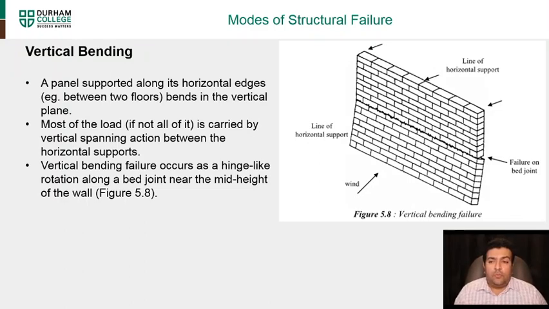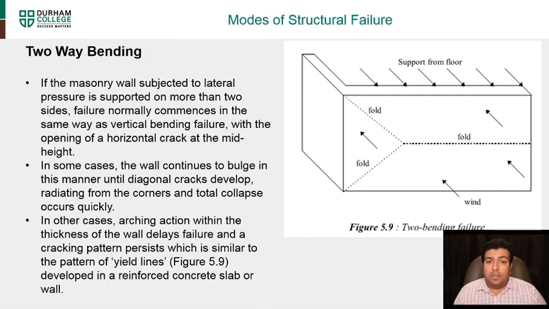The reason vertical bending is different from buckling: buckling usually happens due to loads acting on the structure. Vertical bending happens from wind loads impacting laterally on the wall. Then you have the two-way bending. If a masonry wall is subjected to lateral pressures and is supported on more than one side, so if you're supported on either one or more sides, then you will find that it will have both horizontal and vertical bend, and you will kind of fold in the middle.